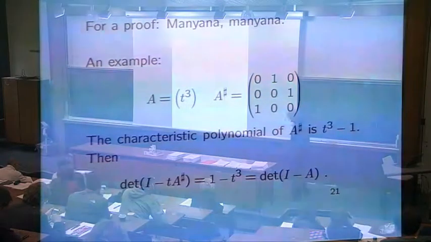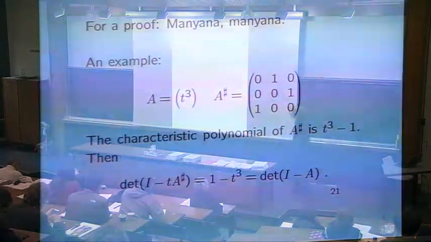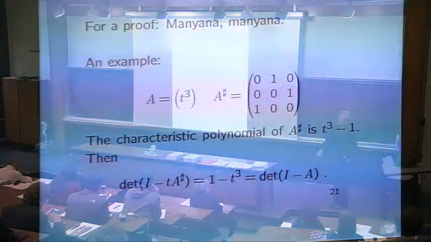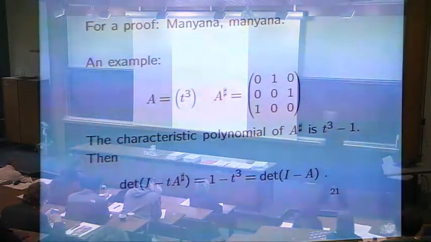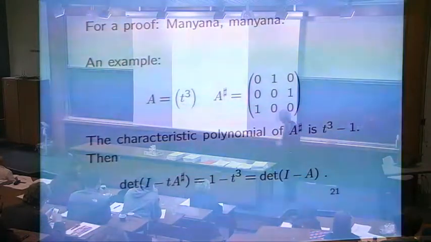By the way, as a side remark, you may notice you get this permutation come in. And sure enough, in general, if you plug T cubed in for T, you'll be slowing time down by 3.